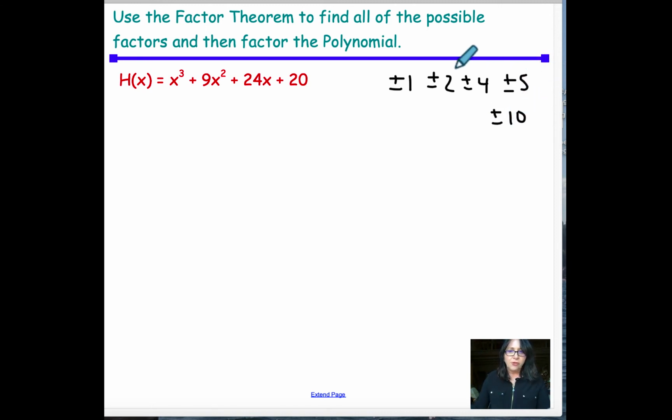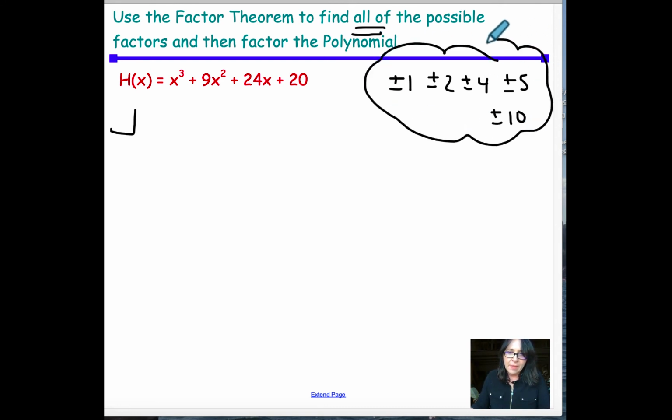That's it. So hopefully one of these values is going to divide in so we can start finding all the factors, because this is saying find all the possible factors. That's the rational root theorem. That's right here. This is all the possible factors. Second part of the question, and then factor. So that's what we're doing. Once we use the rational root theorem to find all the possible factors, then we have to find the factors.